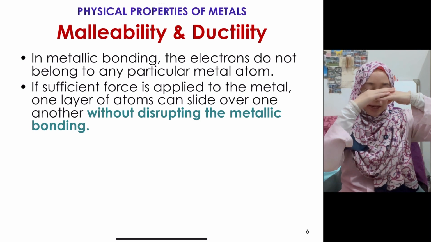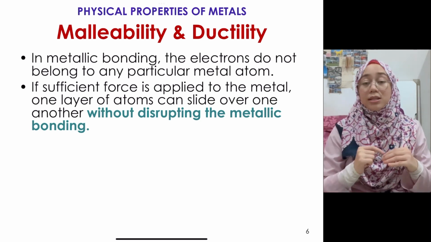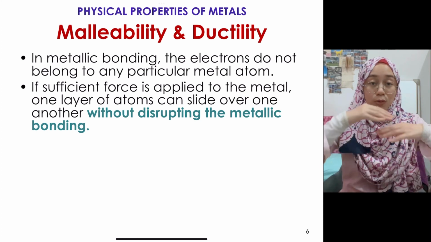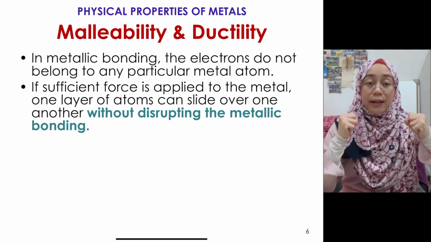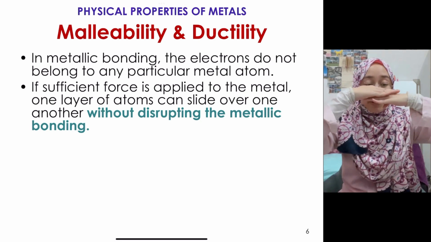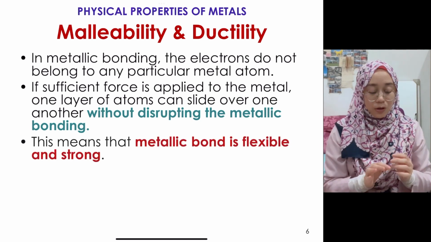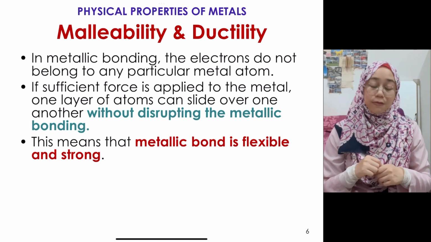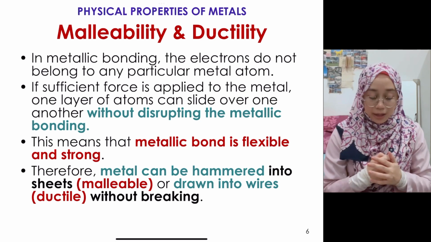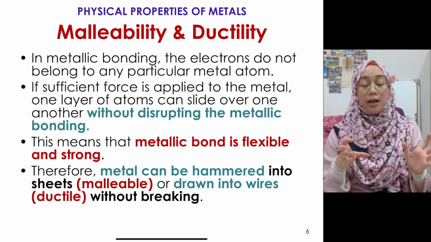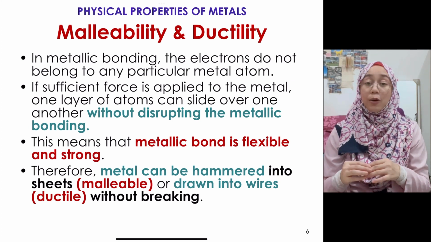Okay, so bila dia slide, so as you can see they mention one layer of atoms can slide over one another without disrupting the metallic bonding. So walaupun kita apply pressure, apply force sekalipun, metallic bond tu still bind together dengan kuat sebenarnya. It's just that the metal array dia akan slide one another macam tu. Okay, so this means that the metallic bond is very flexible and also strong sebenarnya. Okay, so metal can be hammered into sheets. So ini menunjuk yang property malleable tu tadi, or drawn into wires. Ini adalah ductile without breaking.